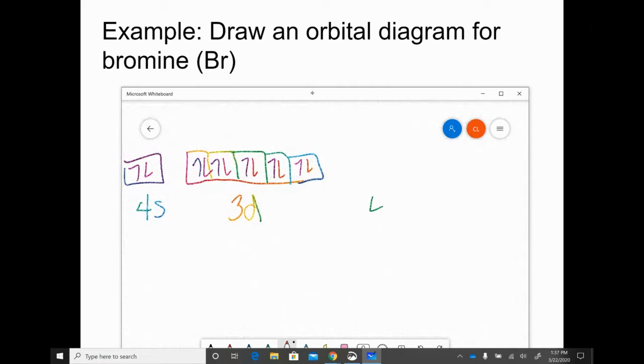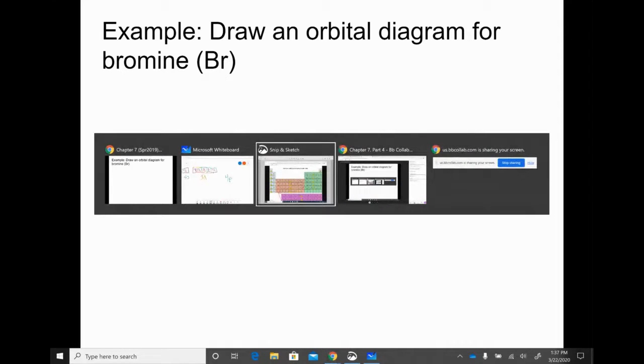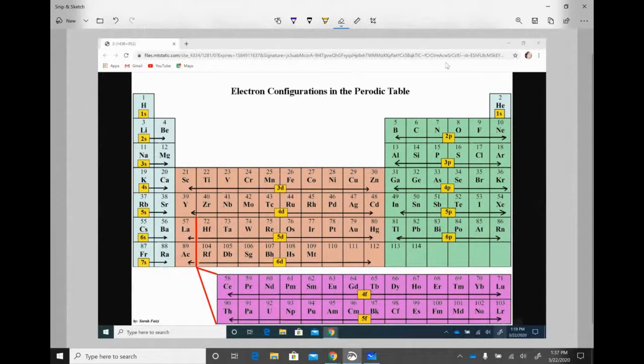And then we go to 4p. So you'll see bromine is in the 4th row, and it's in that p region. So let me show you on the periodic table. We're trying to get over here to bromine. So it is in that 4th row. We fill the 4s, then these 3d's, and then we get to the 4p's. And there are 1, 2, 3, 4, 5 in those 4p's.